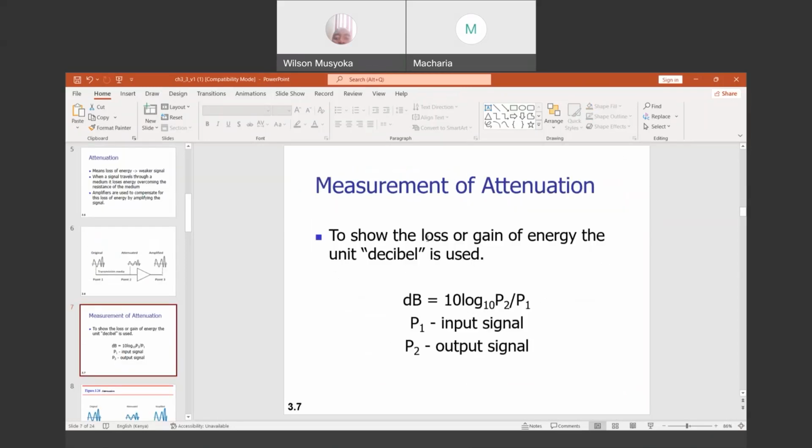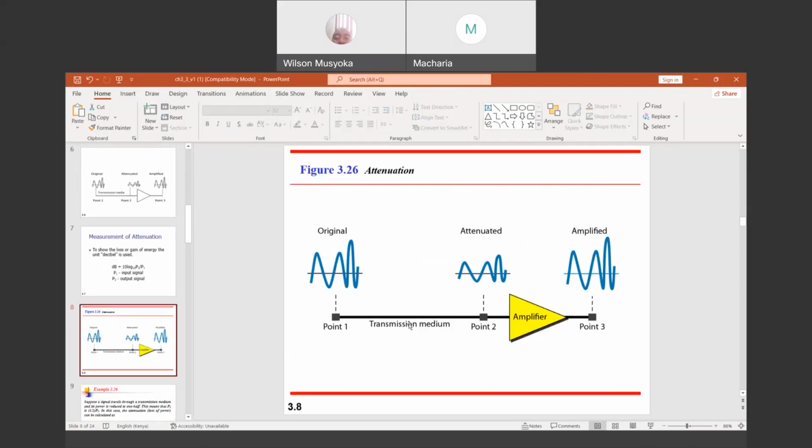Attenuation can be measured in terms of decibels. Decibels is either the loss or gain of energy, and we use the term decibel to show that. Decibel is calculated with this formula: 10 log base 10 P2 over P1, P1 being the input signal, P2 being the output signal. That is how it is done, and it has been shown here where we have the amplifier, and point 3 can show that.